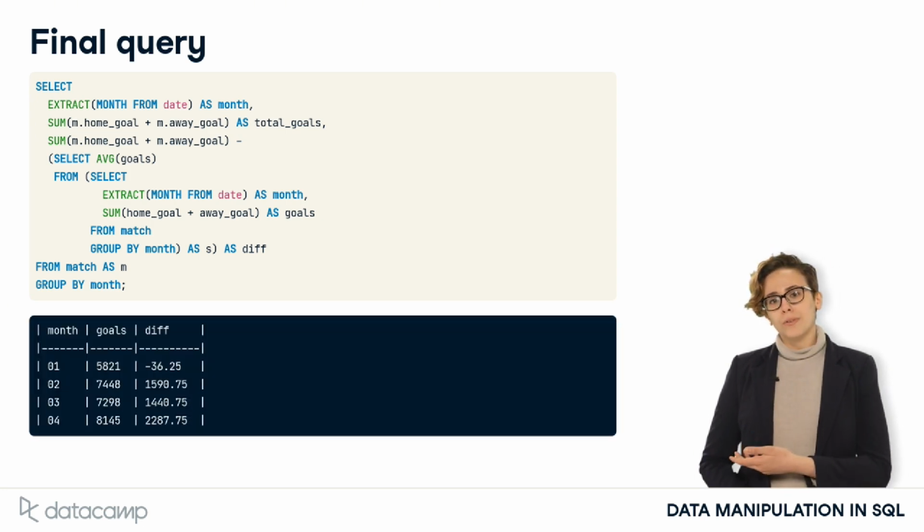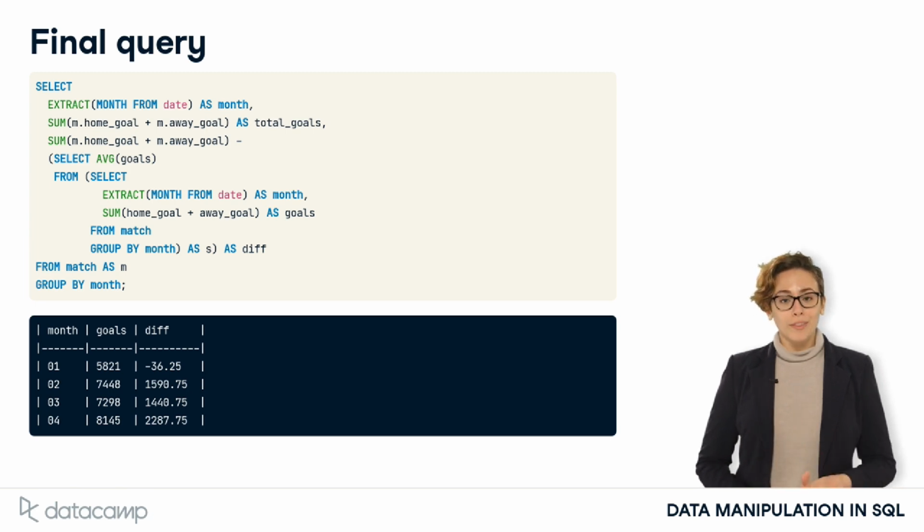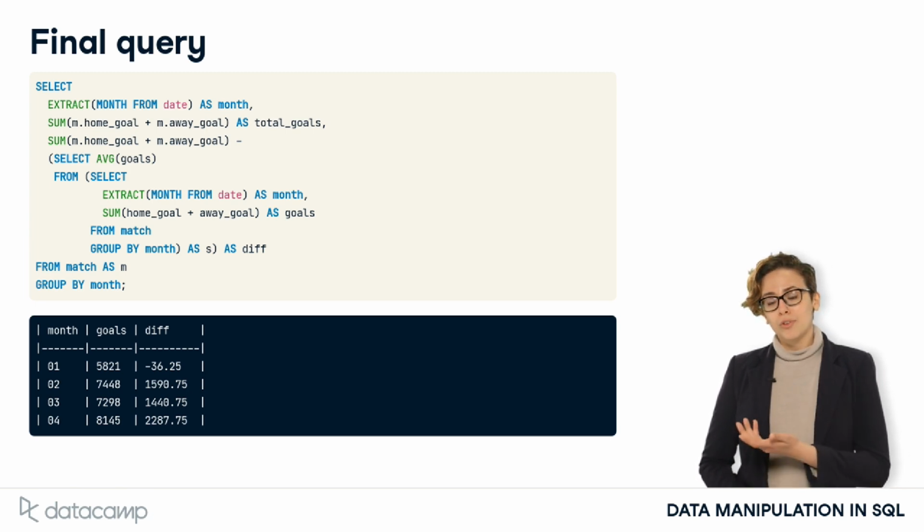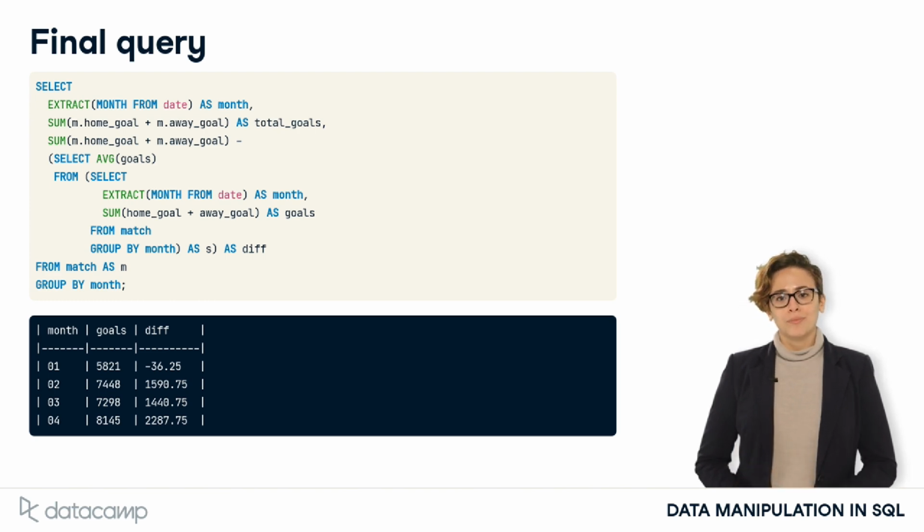Here are the first 4 rows of the final query, which generates a sum of goals scored in the month and a column subtracting the goals scored from the overall monthly average.